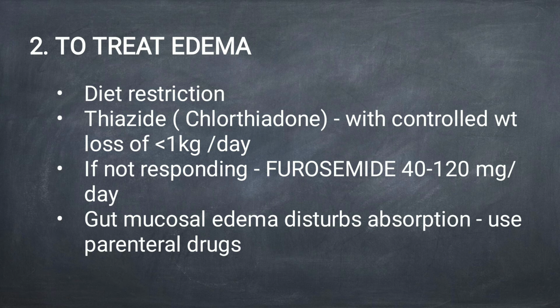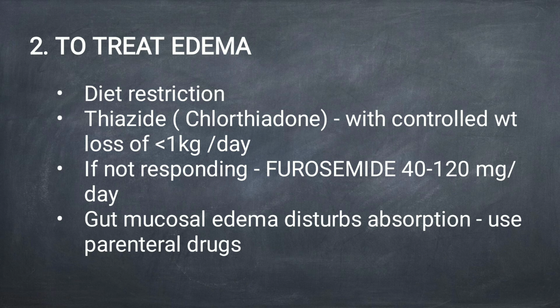Next thing, we need to control or reduce the complications. What are the complications due to nephrotic syndrome? Edema, hypercoagulability, hyperlipidemia. So first thing, to treat edema, we need to restrict diet. There should be salt restriction in the diet. Next, medical management, for which we can go for thiazide. While giving thiazide, you need to make sure there's controlled weight loss, that is less than 1 kg per day. If you go for aggressive therapy, it will lead to acute renal failure. So you should always go for controlled weight management, right?